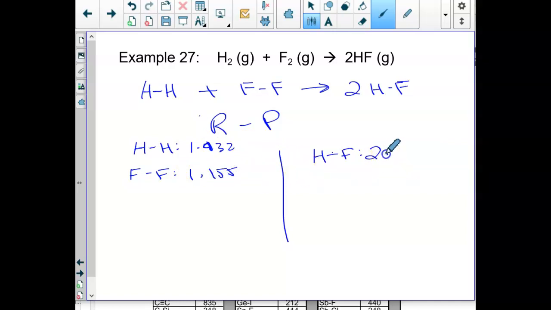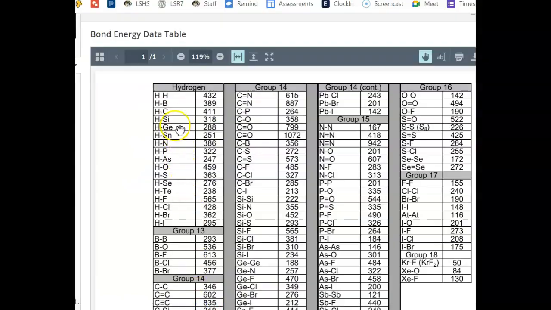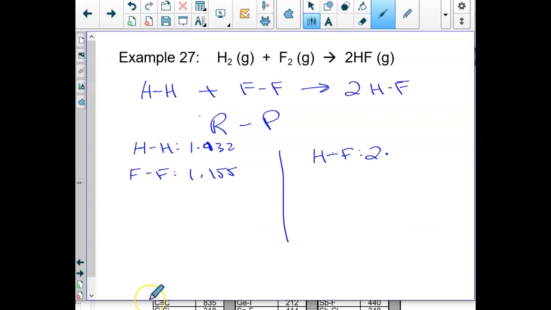And then over here, we're going to say 2 because there's 2 of them, because this tells us there's 2 of whatever's right after it. So 2 HF bonds. So I'm going to look for HF bonds. It's going to be in the H's here. HF bonds is 565 times 565. Oops.